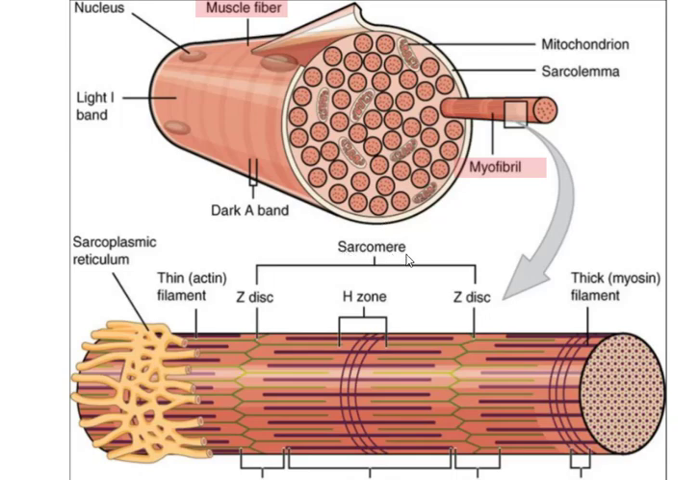A sarcomere, the repeating unit that runs down the myofibril, goes from Z disc to Z disc. And within the sarcomere, you have the I band, the A band, the H zone, and the M line.